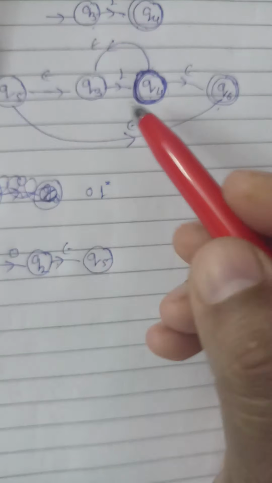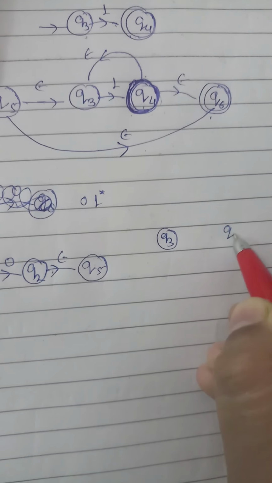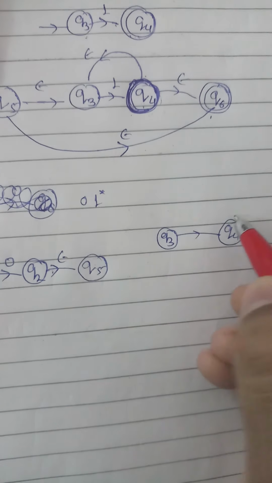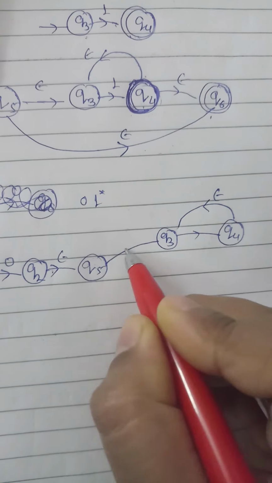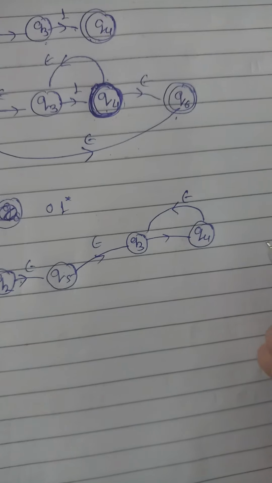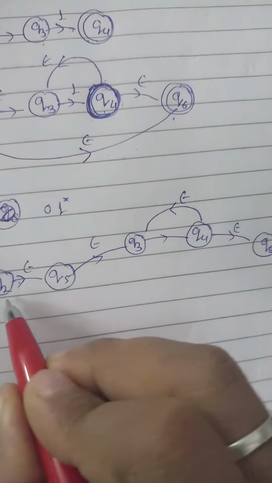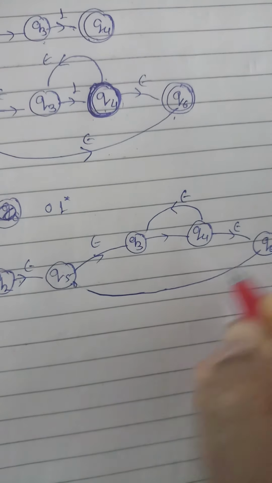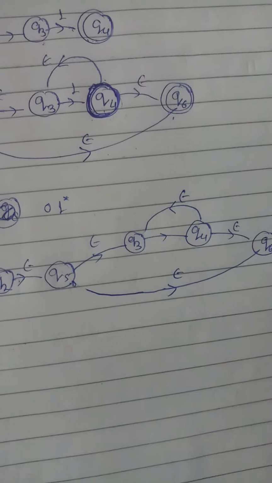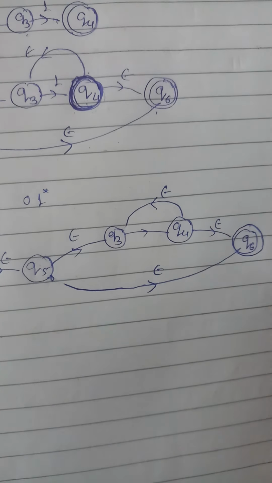Now we write all these things the same as here: Q3, Q4, 1, epsilon, epsilon, Q6, epsilon, and Q5 to Q6 as an epsilon, and Q6 as a final state.